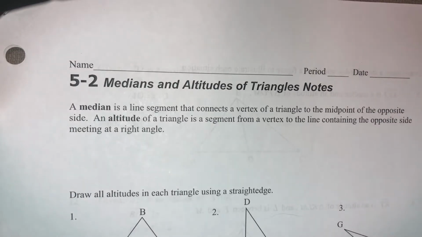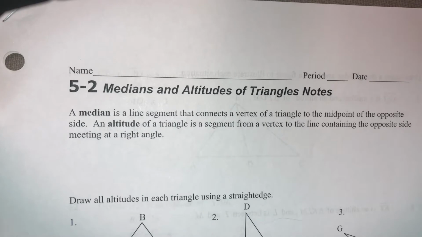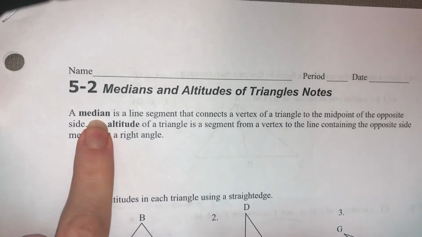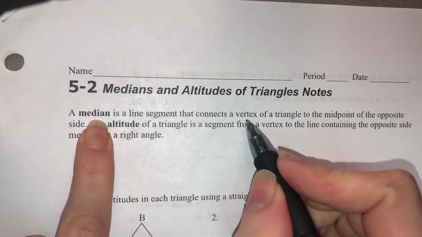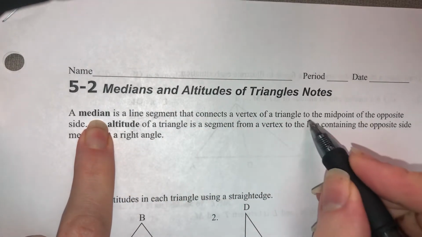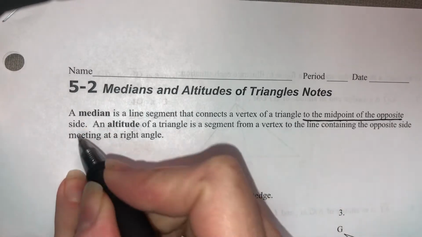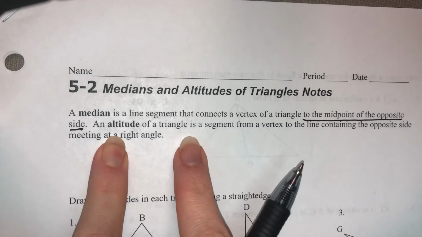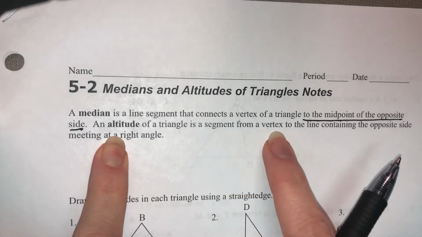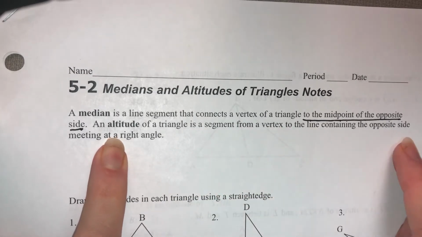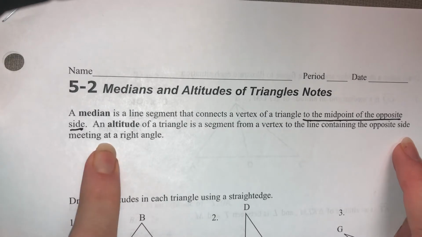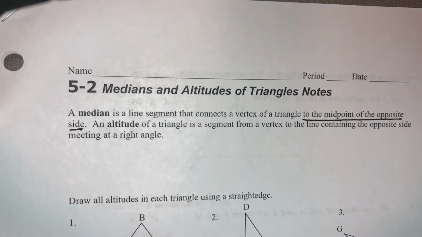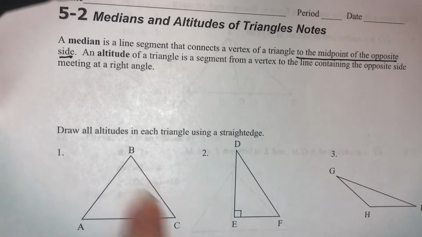Today's lesson is called Medians and Altitudes of Triangles. So a median is a line segment that connects a vertex of a triangle to the midpoint of the opposite side. An altitude of a triangle is a segment from a vertex to the line containing the opposite side, meeting at a right angle. So we're going to take a look at what those look like on these triangles below.